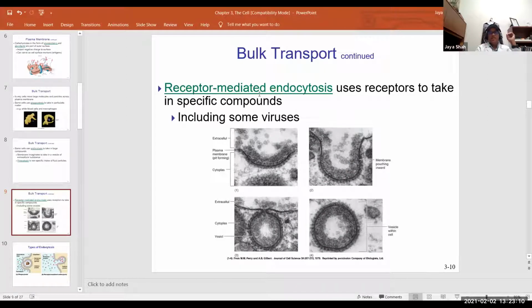Let's see an example here. This is extracellular space, and here is the membrane of a cell. And here in the extracellular fluid, there is a virus. And you see, once this virus binds with the membrane, then the membrane invaginates, and then everything is taken inside the cells.